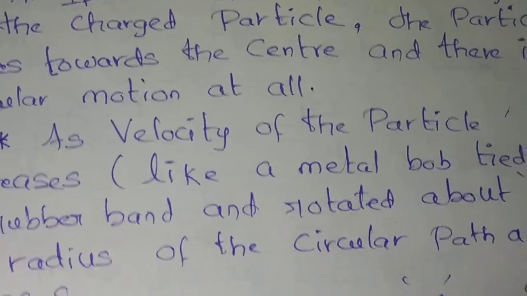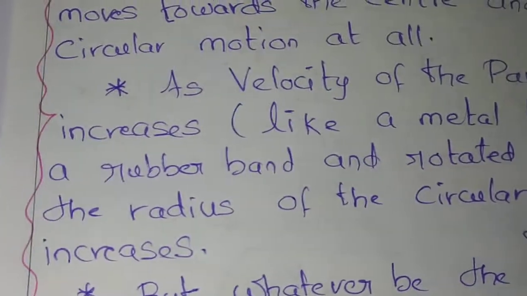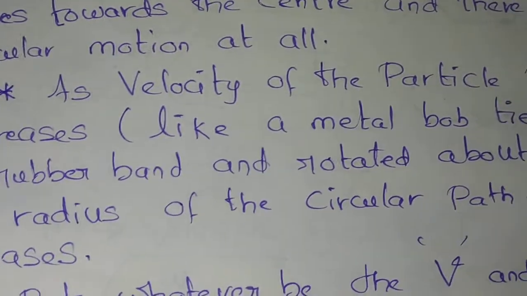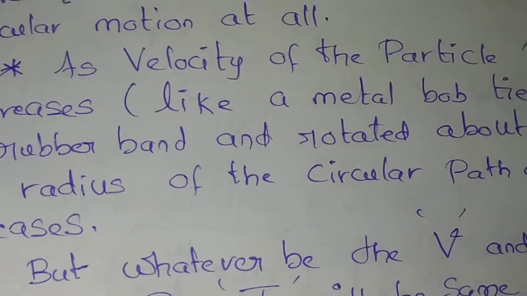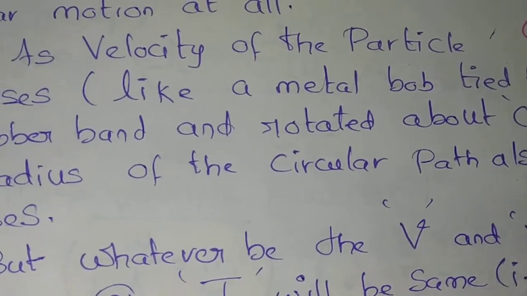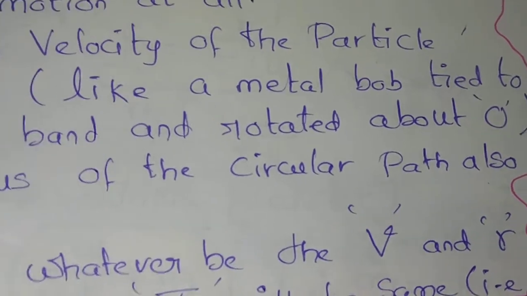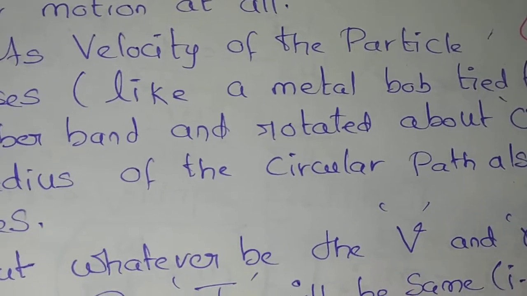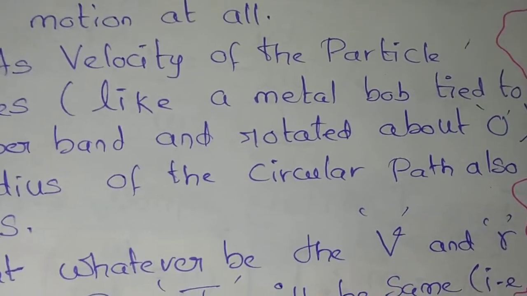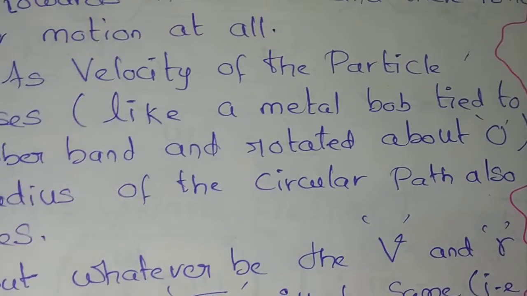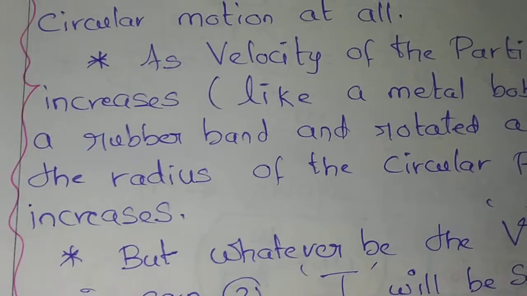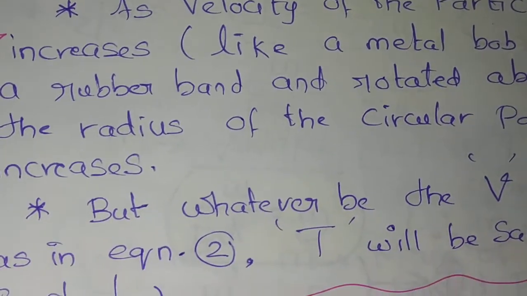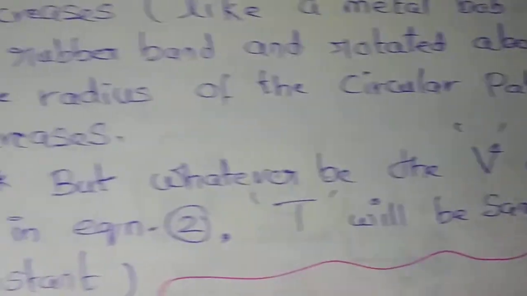As the velocity of the particle increases, just when we tie a metal bob to a rubber band and rotate it above the center O, what will happen? As the velocity increases, the radius of the circular path will also increase. So, as the velocity of the particle here increases, the radius of the circular path will also increase.